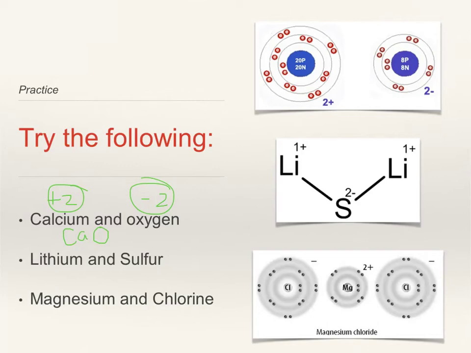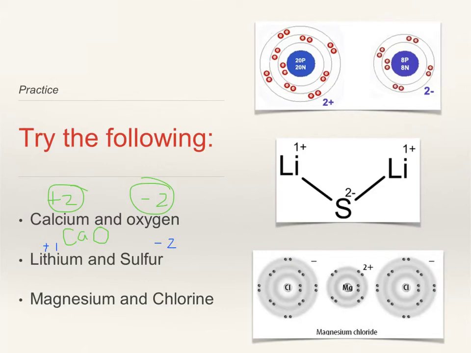Okay? Now, lithium and sulfur. Lithium is in group 1. And so group 1 elements are most likely going to lose an electron. So that means they'll have more protons than electrons. They'll have 1 more proton. Sulfur is in group 16 with oxygen. And so it's most likely just going to gain 2 electrons, which means it's bringing 2 negative charges in.